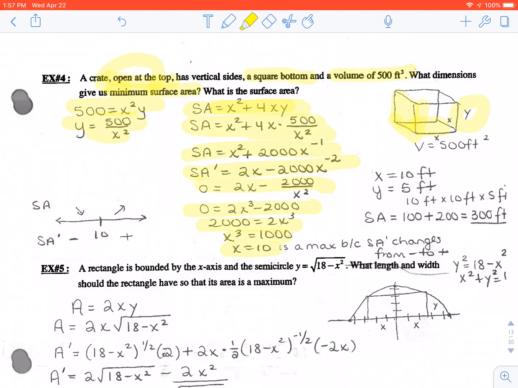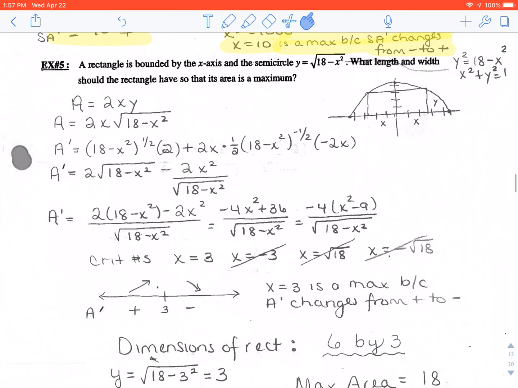0 wouldn't make any sense because then we wouldn't have an open top box. You'll get 10. We truly want to check to see if it is a minimum, because remember, critical numbers aren't necessarily relative maxes or mins. We have to check to see if the derivative changes from negative to positive here. So it does. So 10 feet was x. I can go back and substitute and find out what y is. I can get the dimensions and then I can get that minimum surface area.